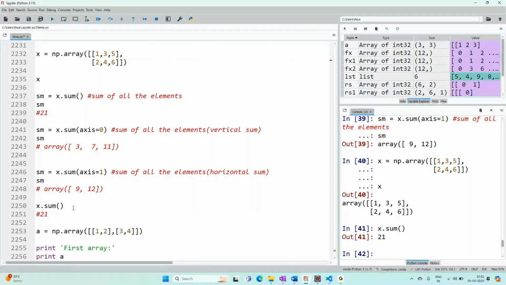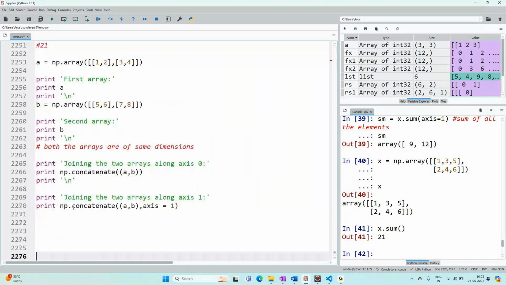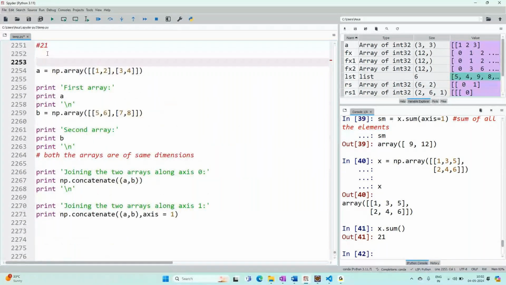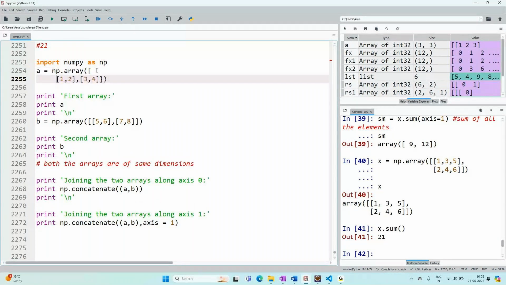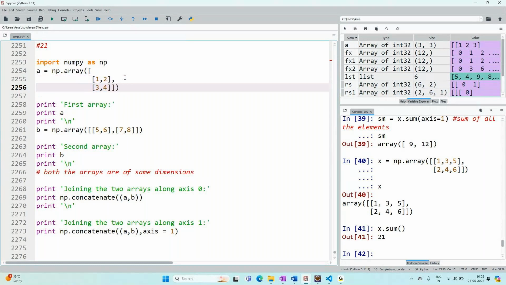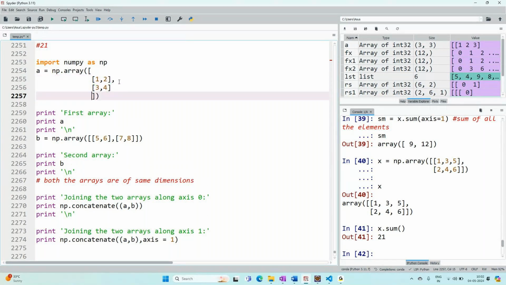As usual, you have to import numpy. Without importing, can you do the process? No. Import numpy as np. Okay, now I'm creating an array. This array is a 2 by 2 array. Now concatenation should happen with the same type of elements, I mean the same dimension of elements.